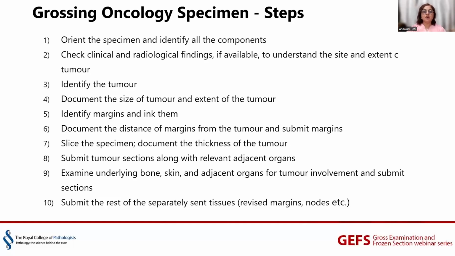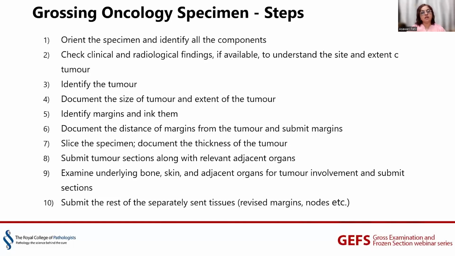So in that case, all adjacent organs we have to identify. If it is a larynx specimen, we have to identify if there is any thyroid lobe and whether it is involved or not, and so on. So these organs, once you identify, look for tumor involvement. If it is involved, take a section. Even if it is not involved, we have to take a representative section of adjacent organs, and all these sections are submitted for processing. And then the rest of the separately sent tissues, it could be a revised margin.